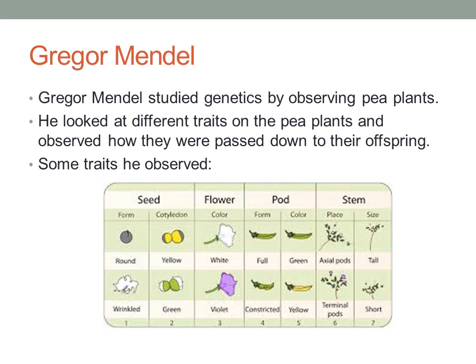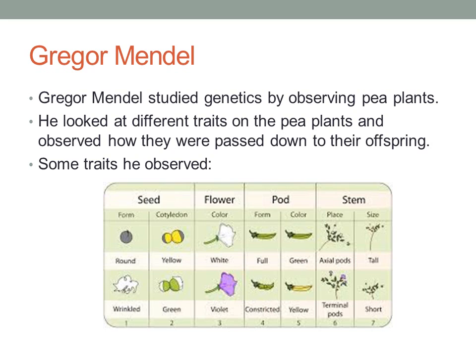So he studied genetics by observing these pea plants. He didn't really care about pea plants per se, but he was predicting that how plants pass down genetics was similar to how we pass down genetics. So he looked at different traits on the pea plants and observed how they are passed down to their offspring. Here are some traits that he observed.